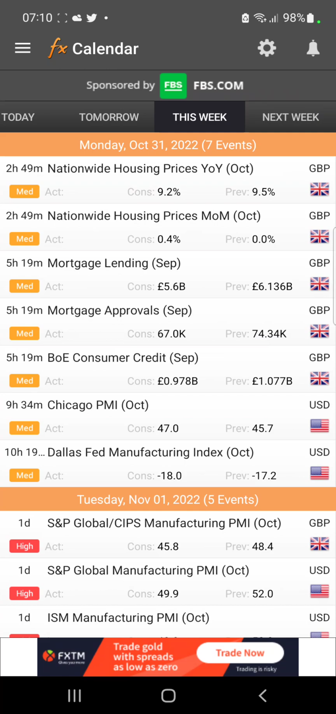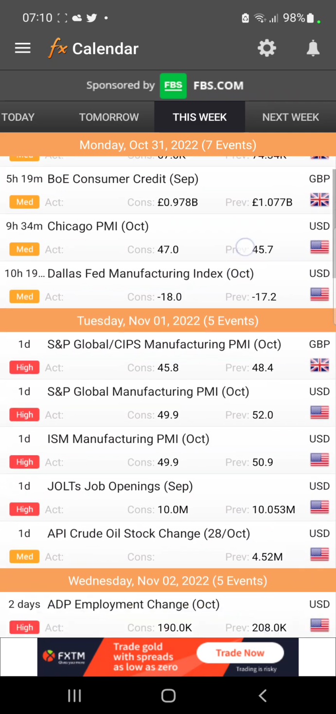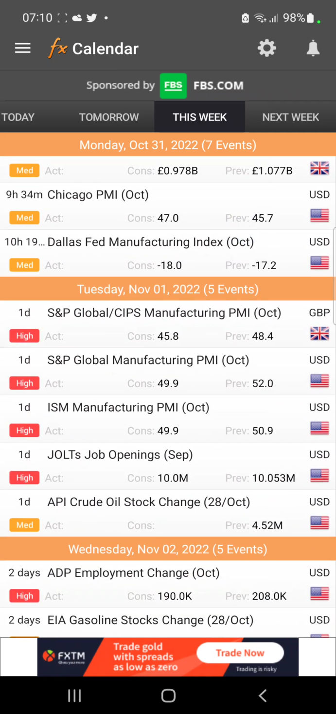So today, not really high impact news. So today is not really that bad fundamentally. Then tomorrow now we start off with the fundamentals. I think the most important news will be the manufacturing PMI.